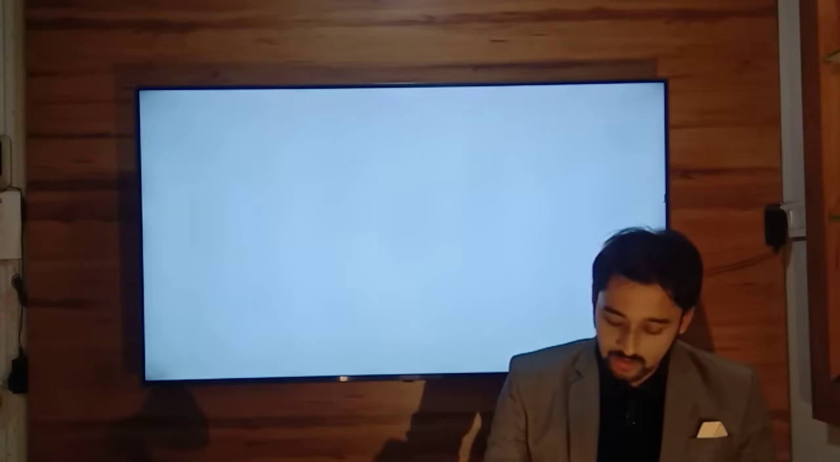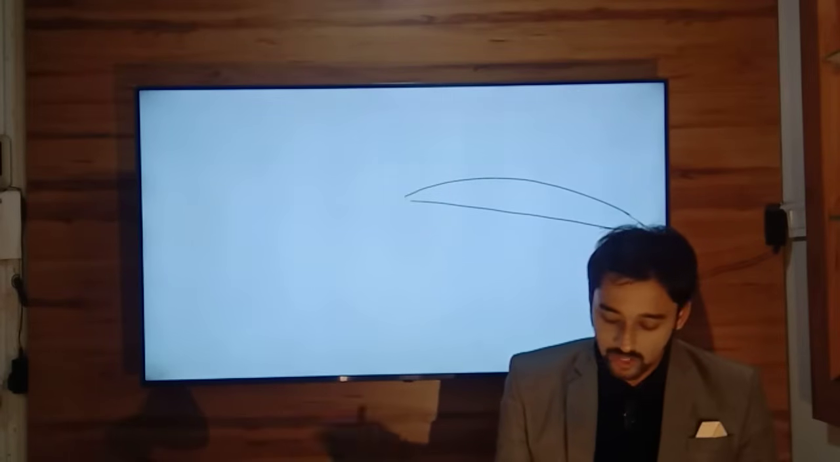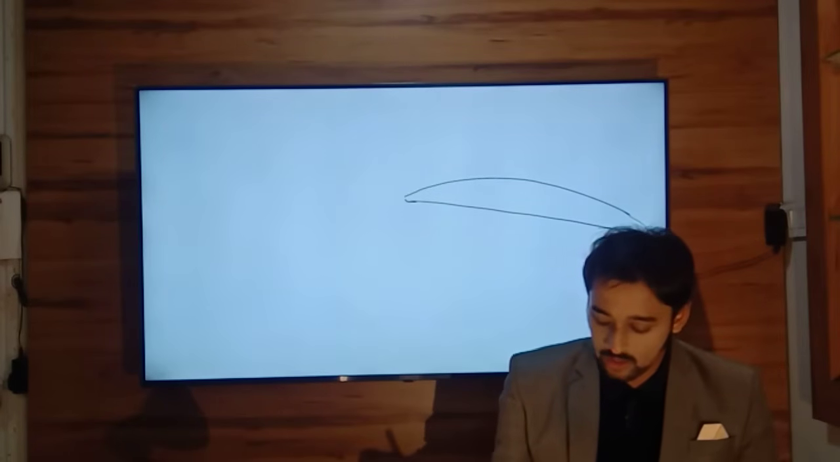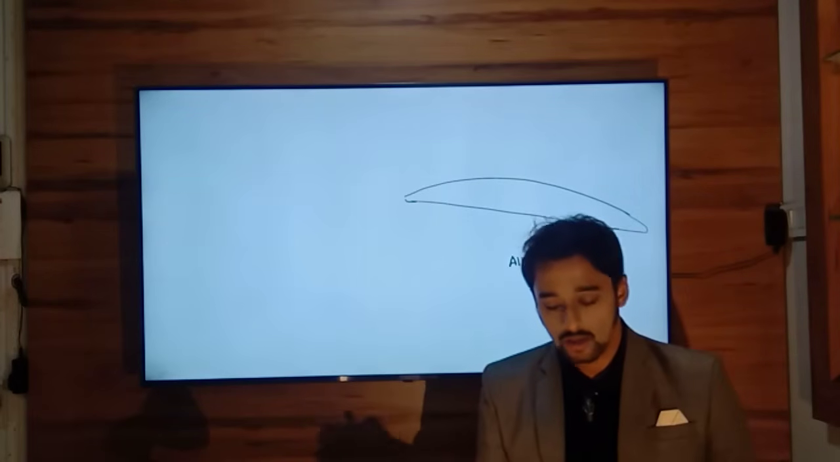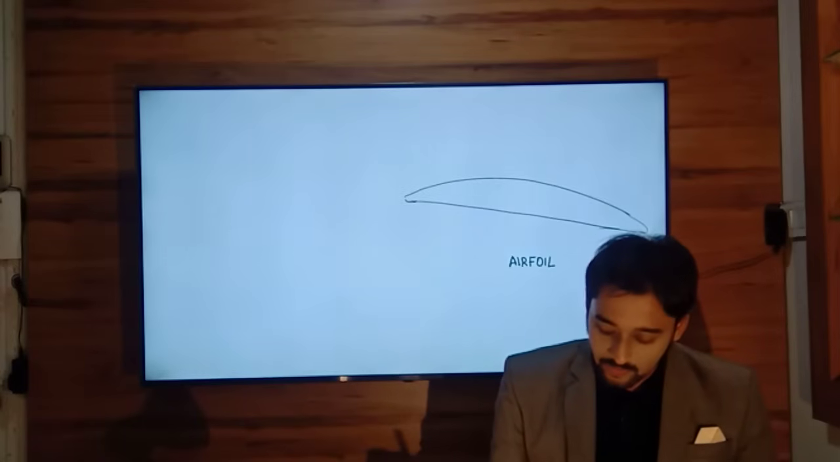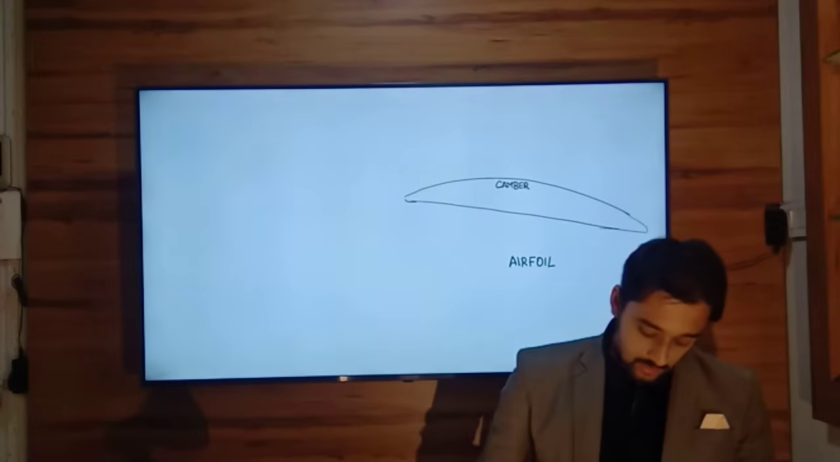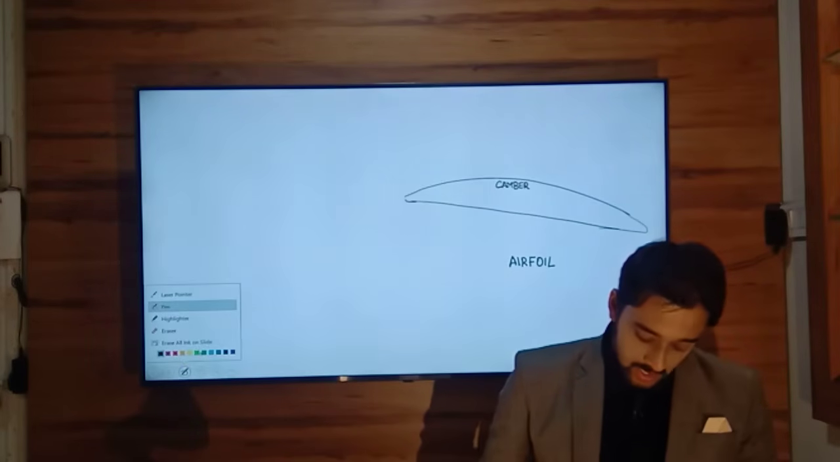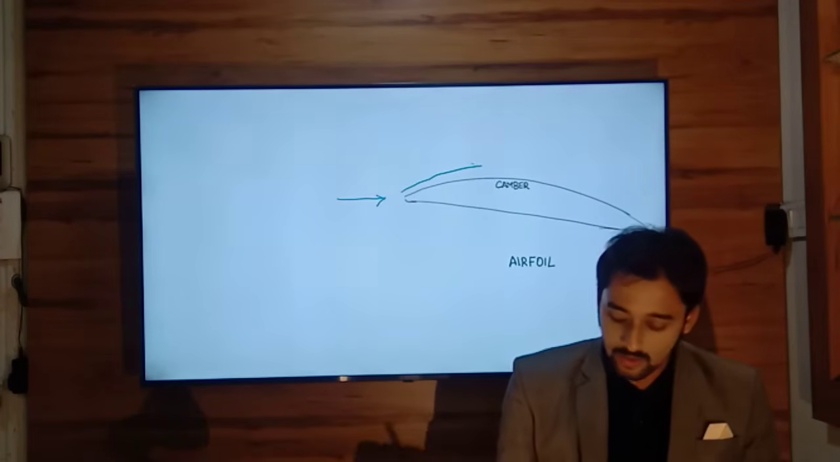To understand that, first let's draw an aerofoil. Okay, so this is your aerofoil. What is an airfoil? It is a cross section of the real wing. On this airfoil we have this camber, that is the curvature of the wing is called camber. Then we will have relative airflow coming from the front.